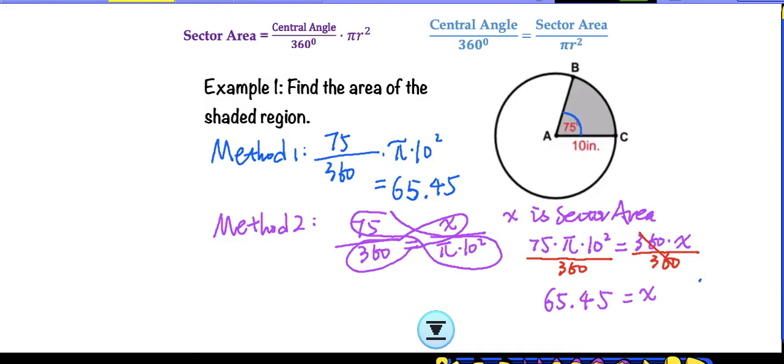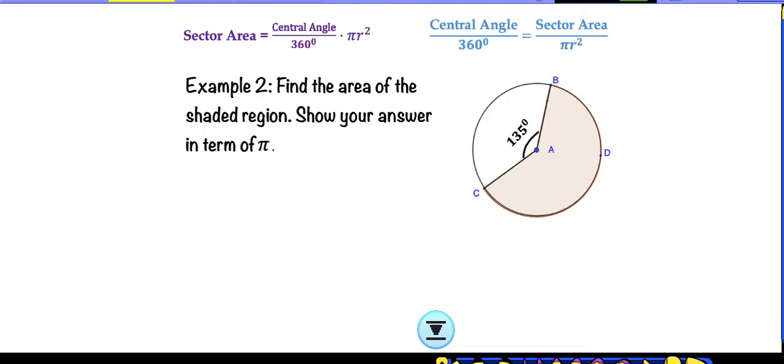Now let's check the second example. Again, we keep the formulas there. Find the area of the shaded region. We do have this piece of the central angle. And show your answer in terms of pi. Later, we're going to have more discussion regarding this piece. But let's check the information here.